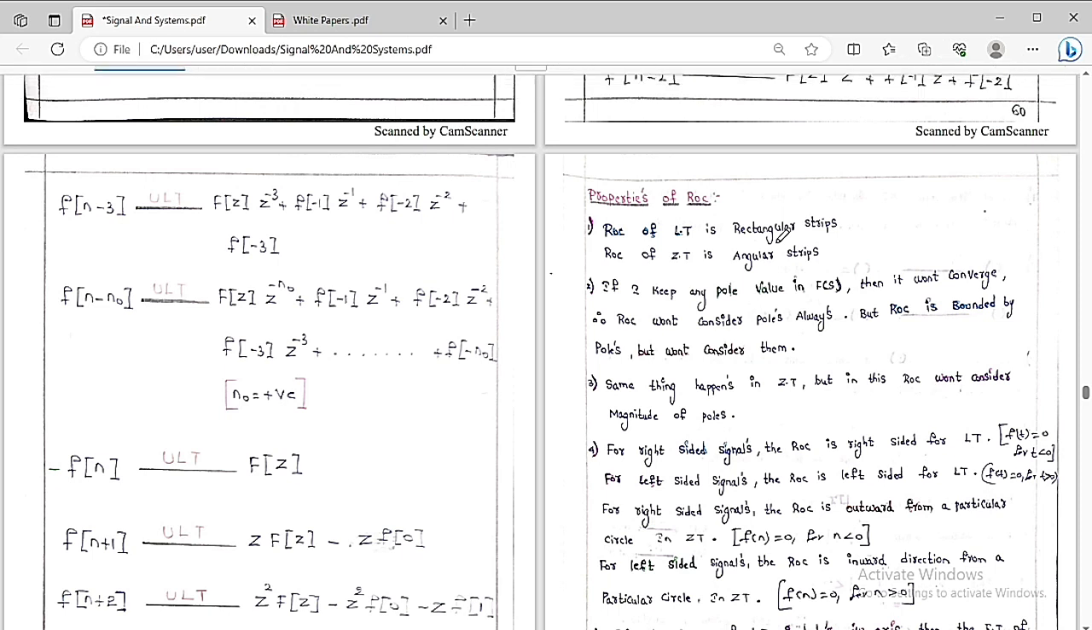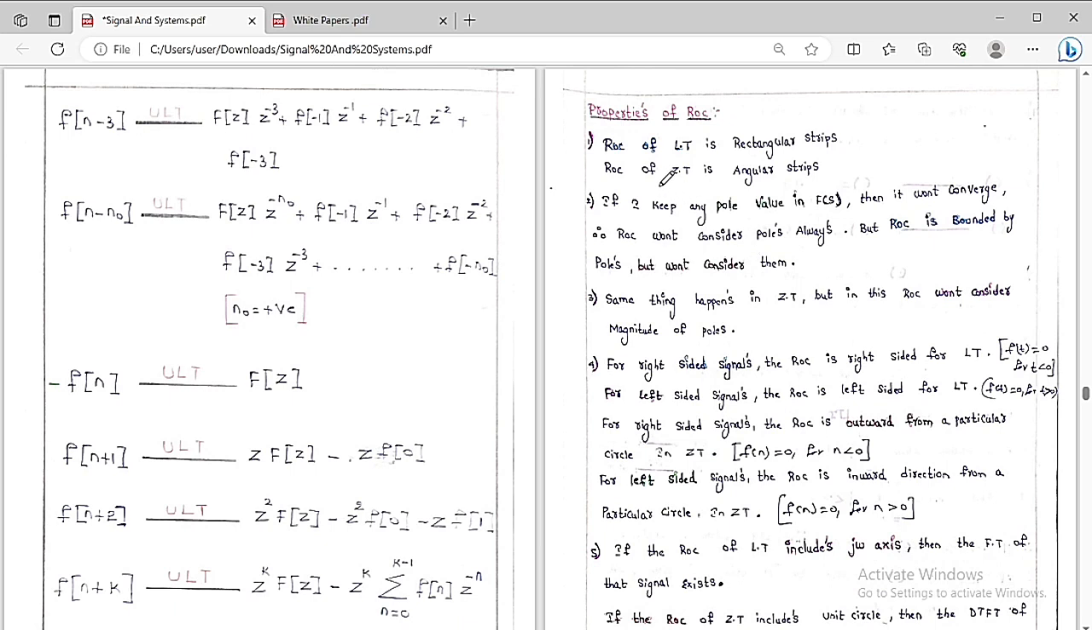Now we are going to discuss another concept, which is the properties of the ROC. ROC means region of convergence. That is, for what range of the real part of s and the magnitude of z do the Laplace transform or the Z transform exist. We are going to discuss all the properties of the ROC, for the Laplace domain as well as the Z domain, in a very detailed manner.